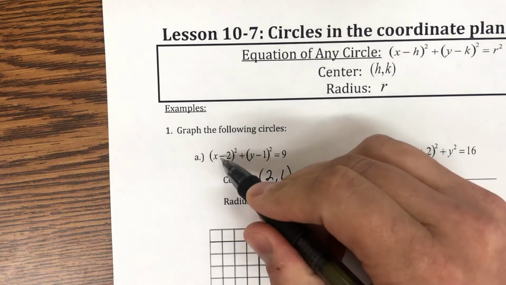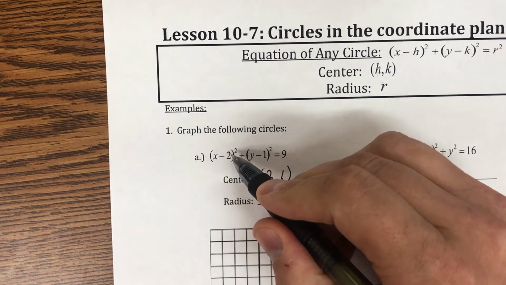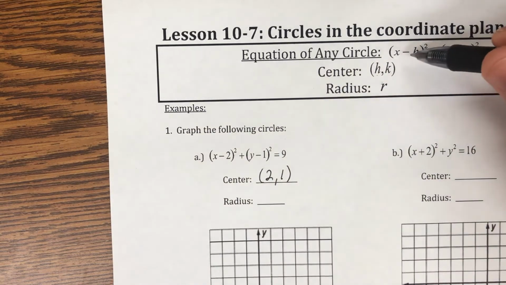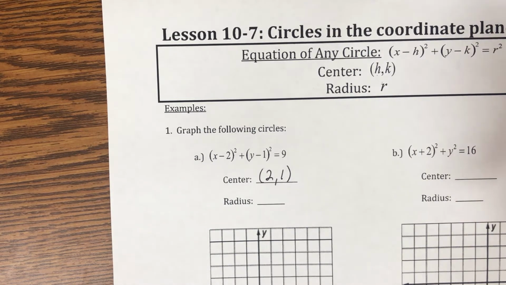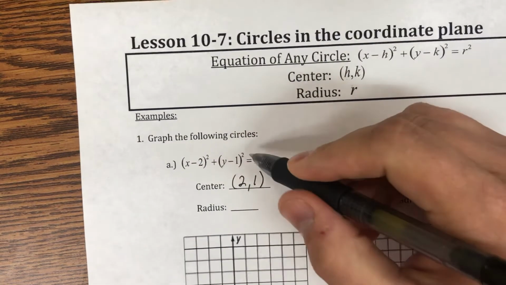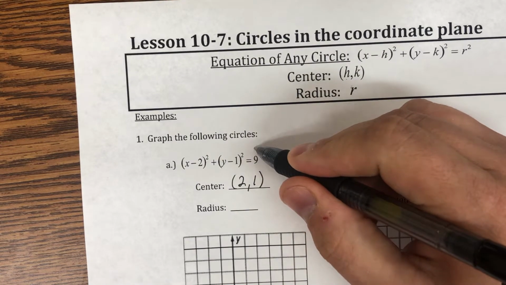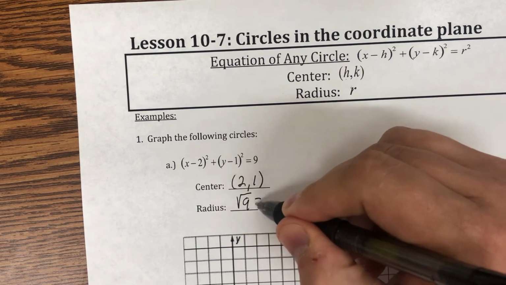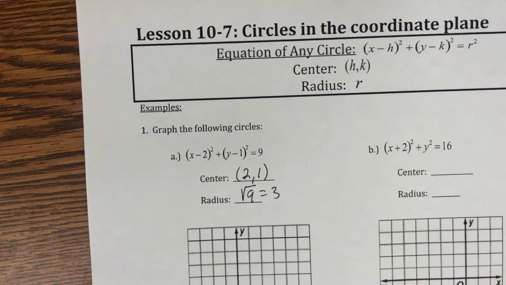Now if this would be a plus sign here, if it said x plus 2, the value that would have had to have gone in would have been a negative. Reason why, the original equation is x minus. So if a negative goes in, it changes it to a positive, okay? The radius, this is r squared. For us to find the radius, we have to take the square root of 9, which is 3, okay?